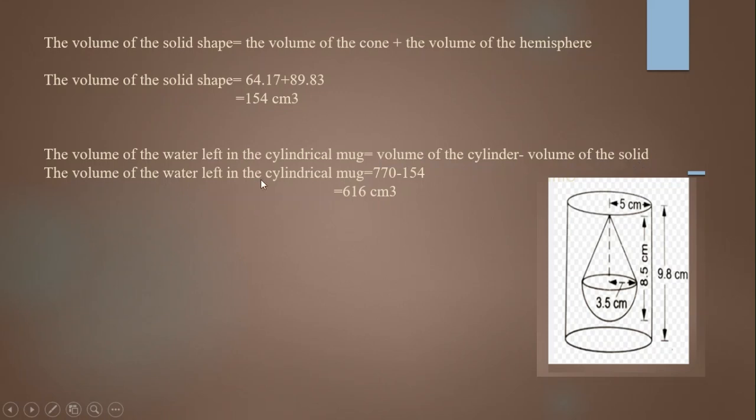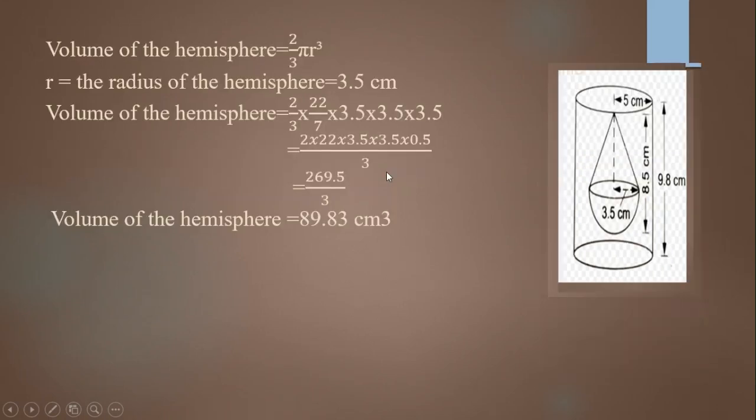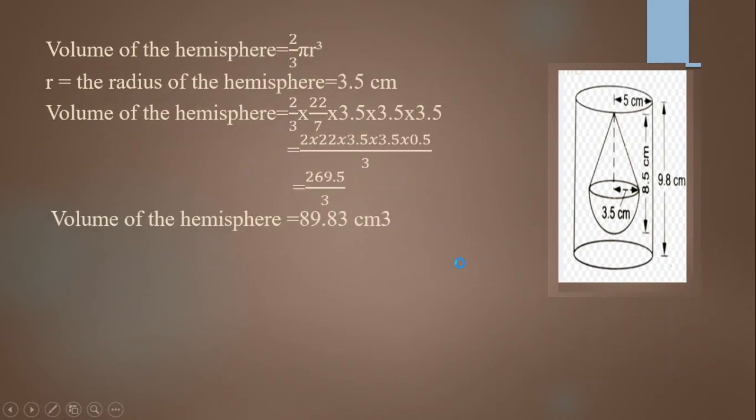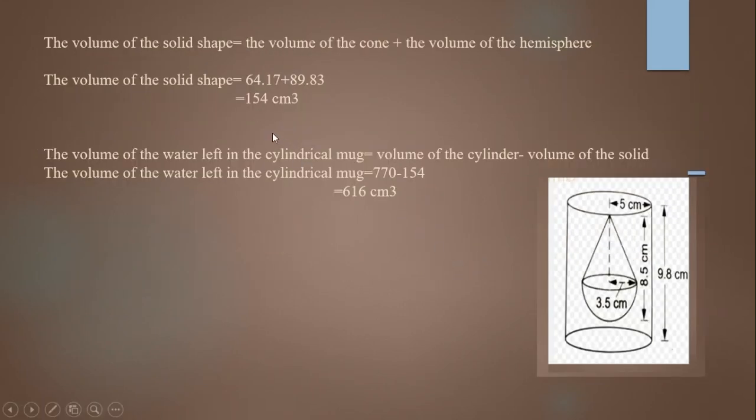So the volume of the cylinder, how much is it? 770 cubic centimeters, which we found initially. From that we have to subtract 154 cubic centimeters, which is the volume of the solid shape. When we subtract 154 from 770, how much do we get? 616 cubic centimeters. This is the volume of the water which is left in the cylindrical mug after a solid shape in the form of a right circular cone mounted on a hemisphere is immersed.